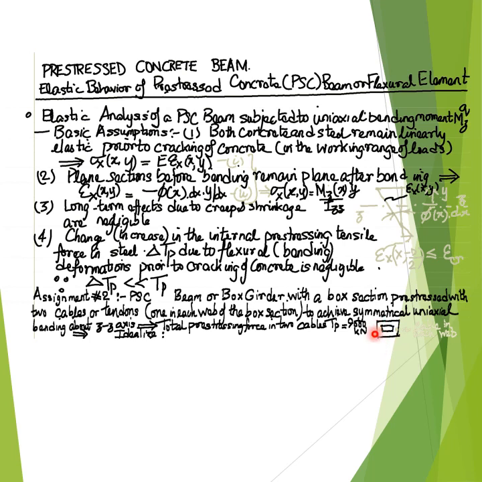The box section is provided with 2 pre-stressing cables or tendons, one in each web of the box section, to achieve symmetry of the beam cross section on the box section, not only symmetry in terms of the geometry, but also symmetry in the uniaxial bending response of the pre-stressed concrete beam.